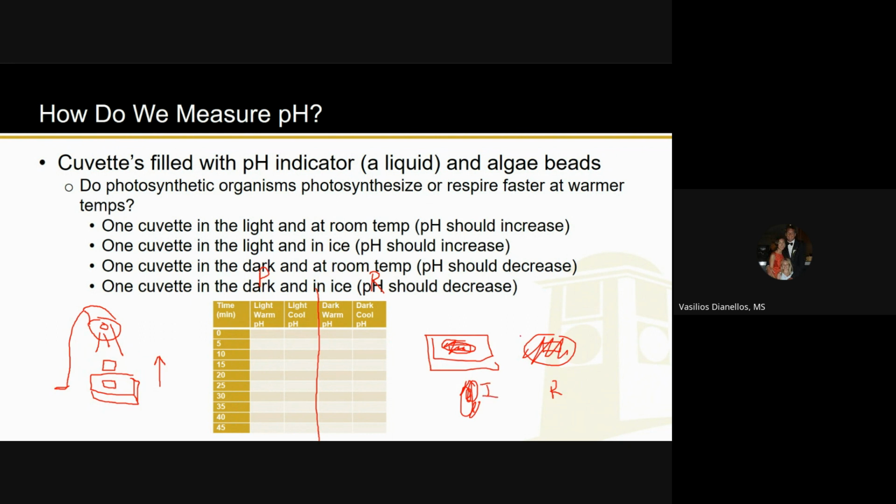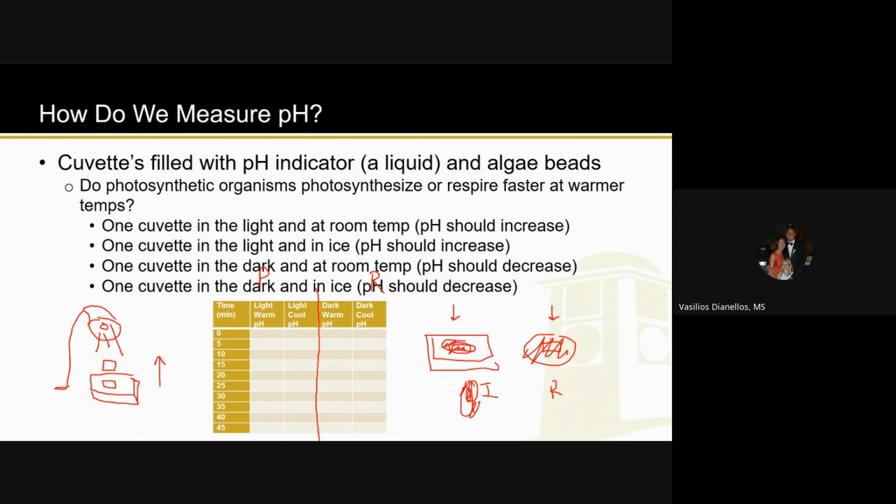And again, because this is respiration, we should expect the pH for both to go down. So the question then is, which one's going to go down quicker? Is it the one on ice or the one at room temperature? Or is your hypothesis that they're going to do it at the same rate? That's up to you, right? That's your hypothesis, and that's how we'll test your hypothesis.